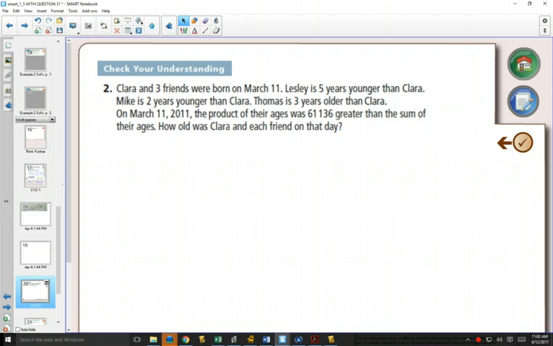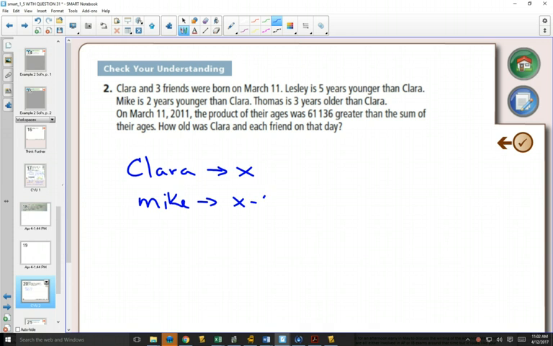So one of the important math concepts is, how do we take a word problem and put it into an equation? Well, first of all, we need to define something as x. Since everybody is being compared to Clara, it makes sense that we say Clara is x years old. Mike is 2 years younger than Clara. So that would be x minus 2.